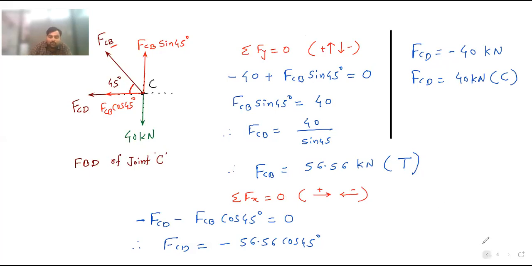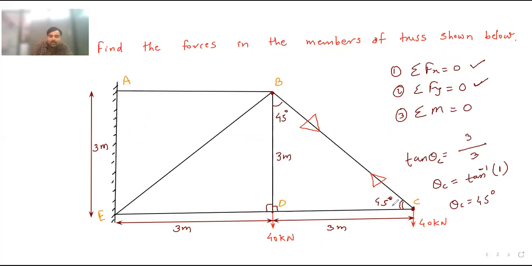So again, I will go to the main diagram. Now I have solved this FCD, and the nature of force in FCD is compressive. That is why I will show the arrow towards the joint, since for compressive force the arrow points toward the joint.